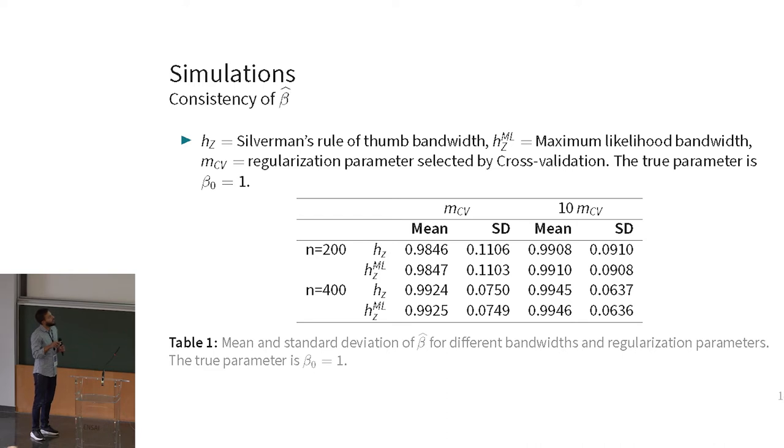To check the stability of our results with respect to the regularization parameter, we multiply this regularization parameter by 10. We have two sample sizes in this Monte Carlo replication, 200 and 400. As we can expect, as we increase the sample size, the expected value of beta hat converges to 1, which is the true value, and the standard deviation of beta hat decreases, so we have a decrease of the mean squared error.